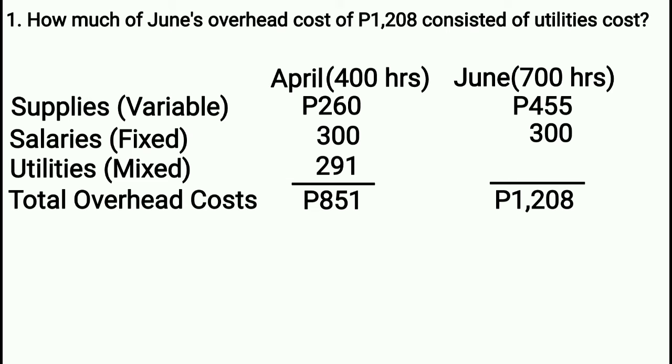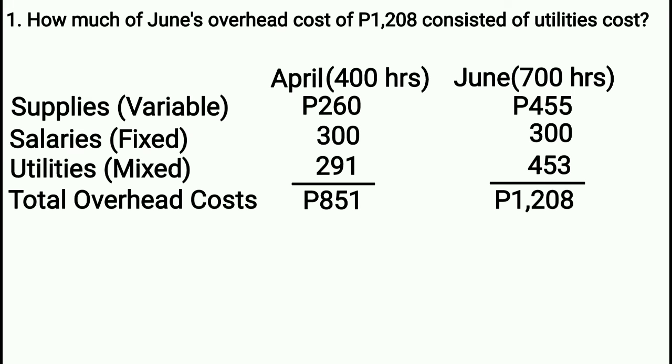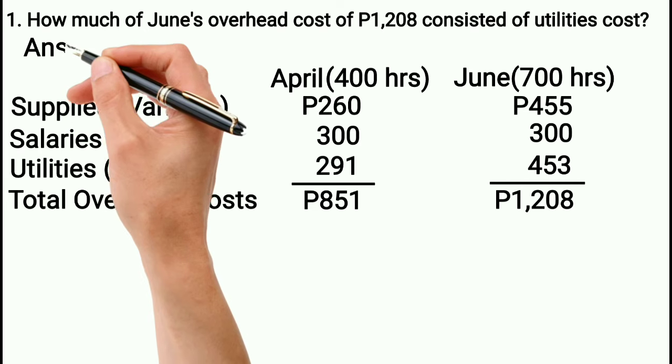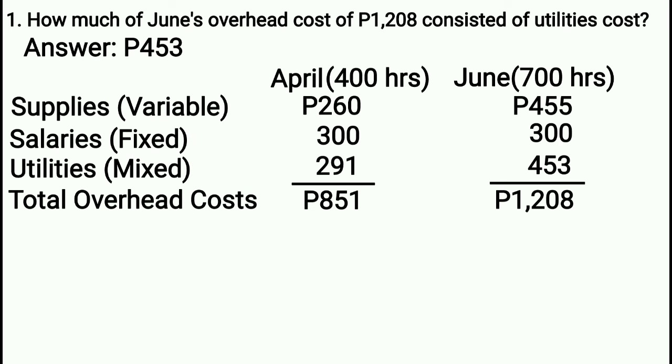Of course, sa mixed cost, para makuha natin yung mixed cost, kailangan nating i-squeeze yung amount. 1,208 pesos minus 455 pesos minus 300 pesos, that is equal to 453 pesos. Therefore, ang answer sa number 1 ay 453 pesos.